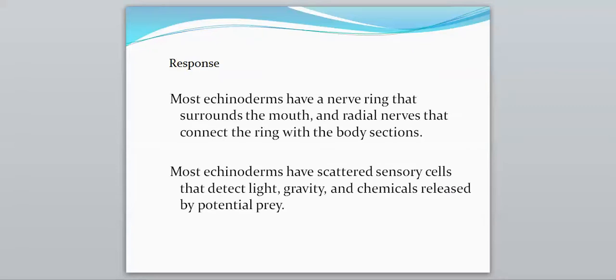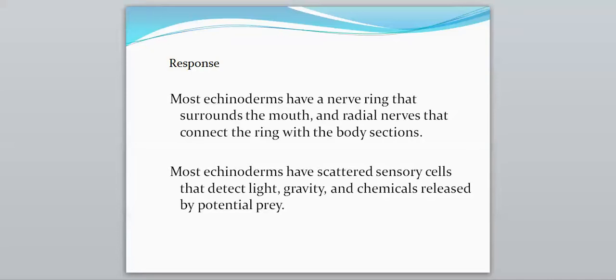So Echinoderms respond because they have a nerve ring that will surround their mouth, and then there's nerves, radial nerves, that connect the ring with the different body sections. So again, when we think of this group, there's a lot of radial arms, just like the starfish, the 5 arms that extend out, and so there's nerves going to each one of those body sections.